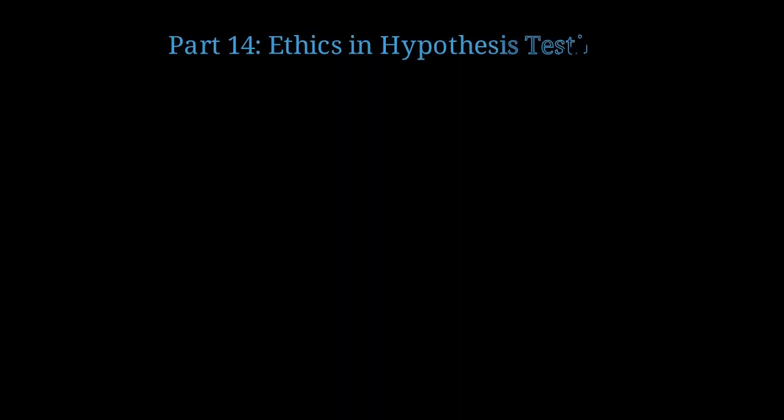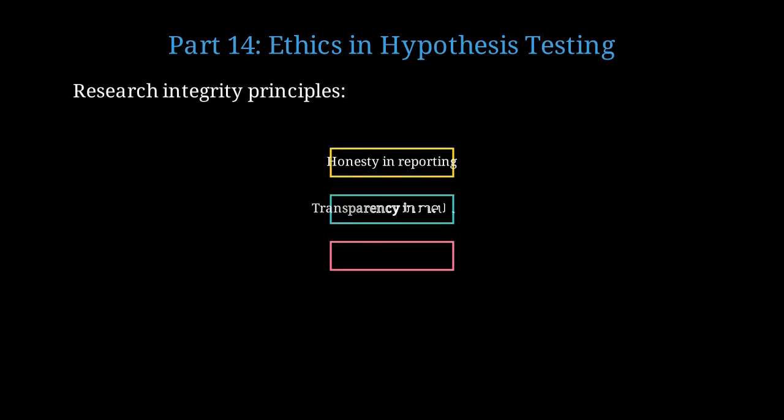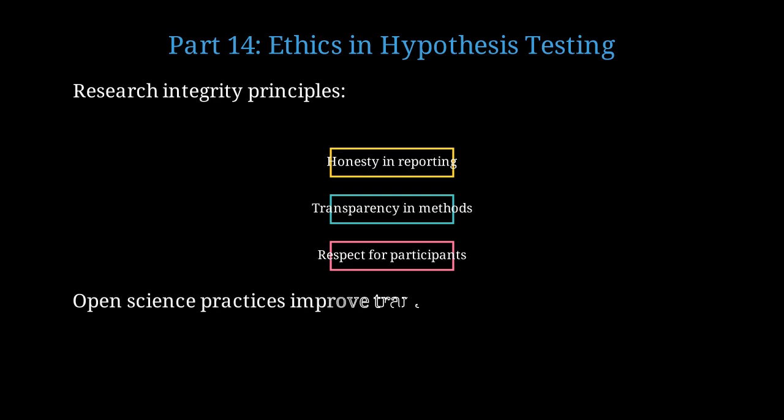Ethical considerations permeate all aspects of research. Several core principles guide ethical research. Key principles include honesty in reporting all results, transparency in methods and analysis, and respect for research participants. Open science practices like sharing data and code improve transparency and reproducibility.